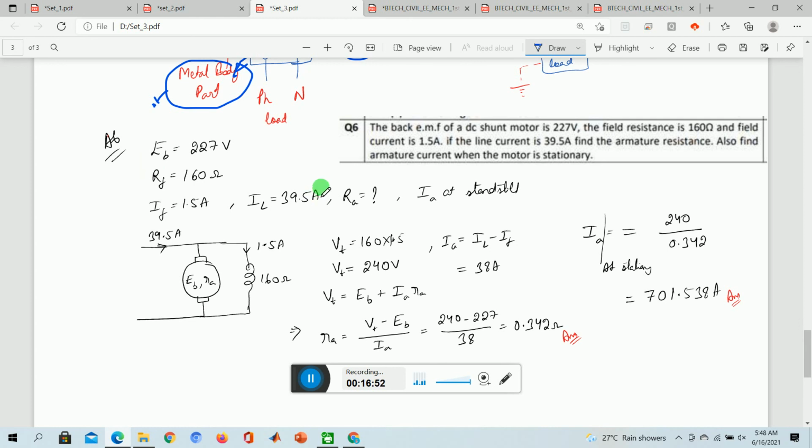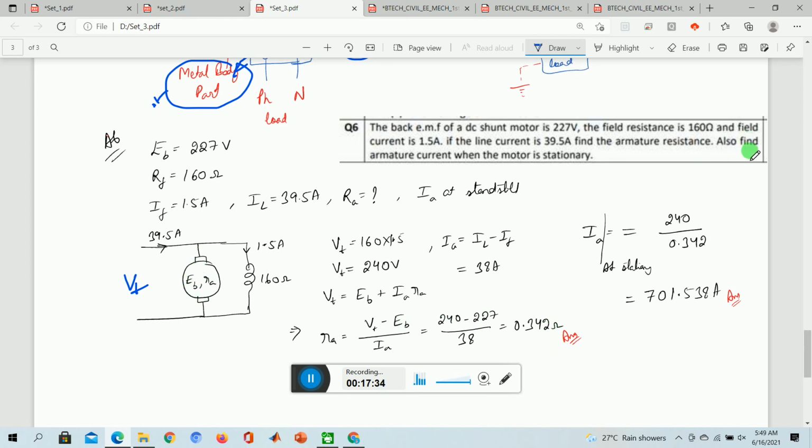Next is a DC machine question: the back EMF of a DC shunt motor is 227 volt. Field resistance is given. This is a DC motor, so let us draw the motor over here, and here is the terminal voltage VT. Back EMF is given, RF is given. Using RF, you can subtract the field current from the total current, and you will get the armature current, that is 38 ampere. Now this 38 ampere, you can use in the formula (VT minus EB) by IA to get the value of armature resistance RA.